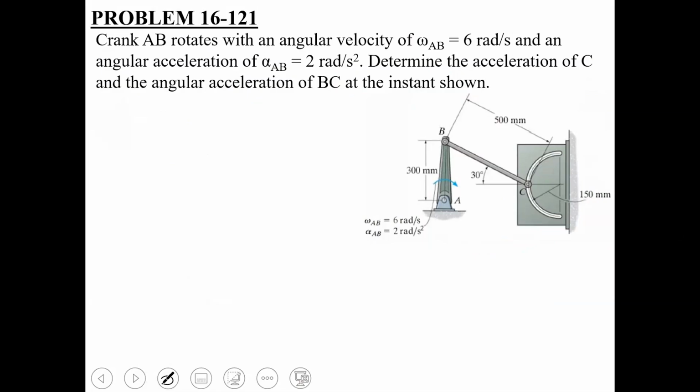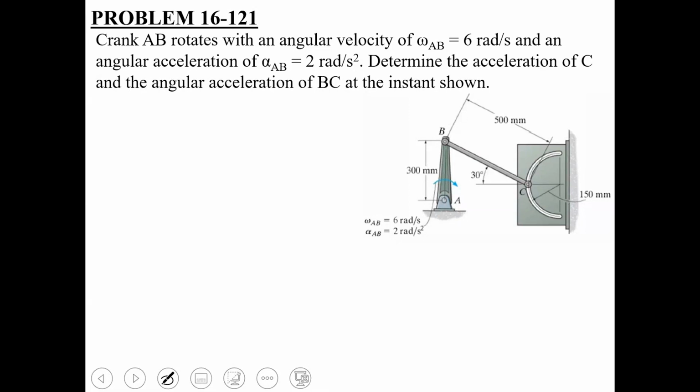Final problem of this course, which is problem 16-121, and you can expect a problem of this sort in your final exams as well. Okay, again you have a rigid body mechanism in which we have a link AB, the crank, which is rotating with an angular velocity of 6 radians per second and an angular acceleration of 2 radians per second square, both directed in a clockwise direction. So this crank AB is rotating in a clockwise direction with this much of kinematics.